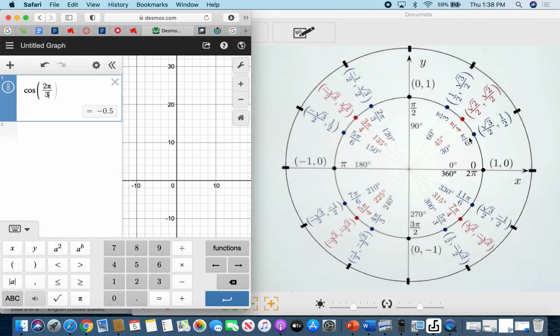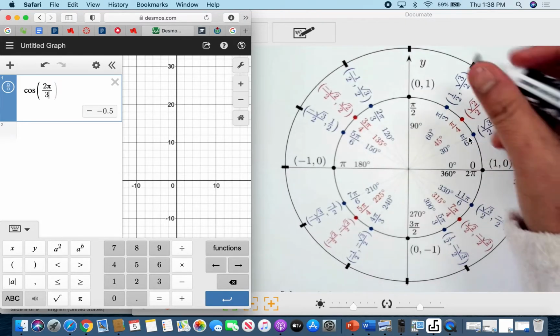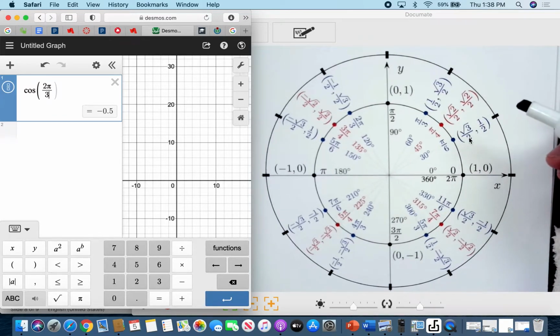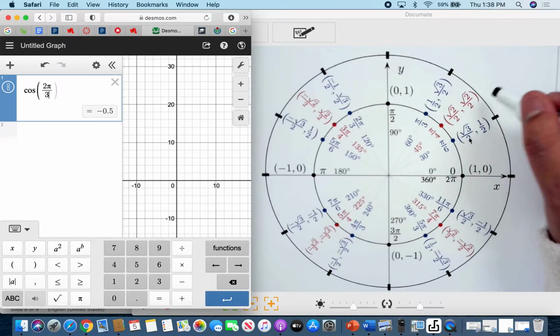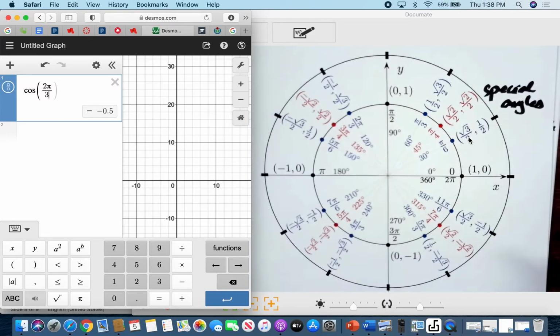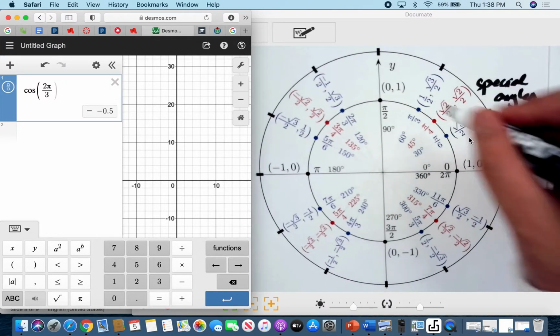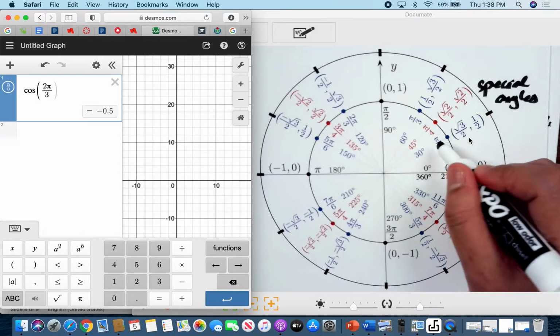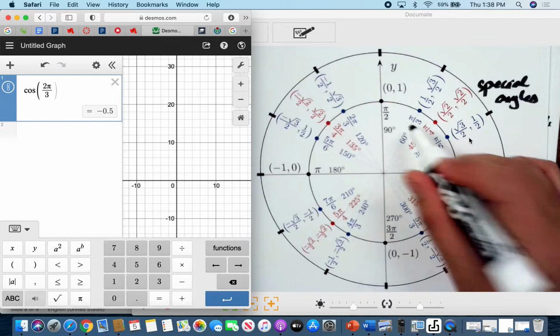So what is a reference angle? These are called the reference angles. At the same time, in our time, we also call them the special angles. And special angles are acute angles from 0 to 90 that contain a special triangle. So these are measures of the special triangles, and these are 30, 45, and 60, and in radian measures pi over 6, pi over 4, and pi over 3.